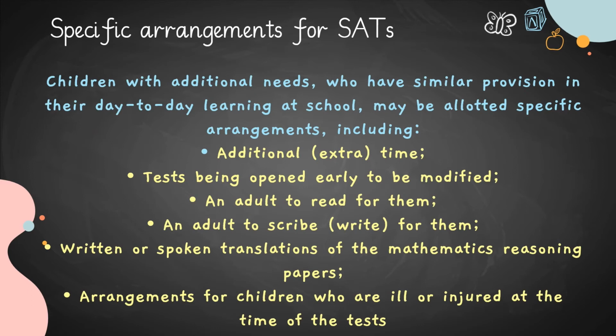You may also be considering if there are any specific arrangements for SATs. Children with additional needs who have similar provision in their day-to-day learning at school may be allotted specific arrangements. These can include additional extra time, tests being opened early to be modified, an adult to read for them, an adult to scribe and write for them, written or spoken translations of the mathematics reasoning papers, and arrangements for children who are ill or injured at the time of tests.